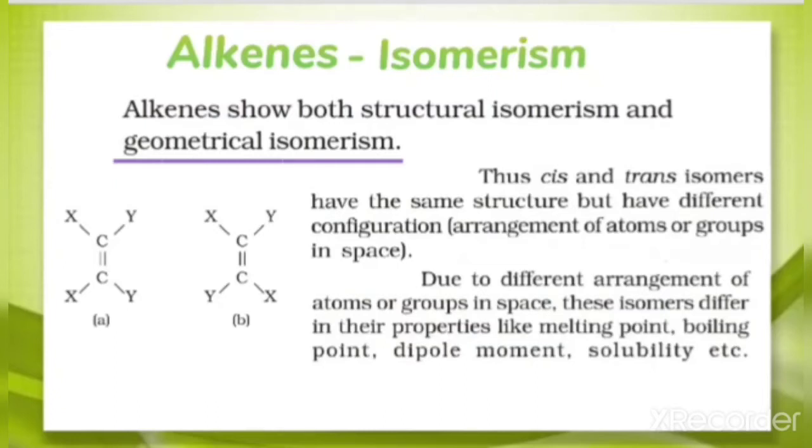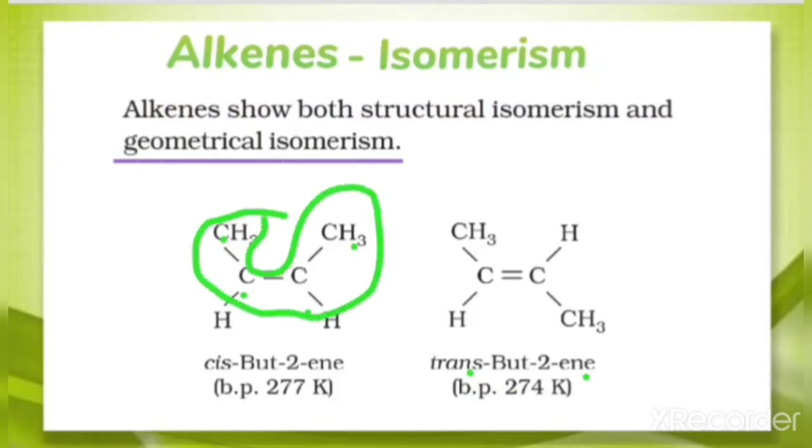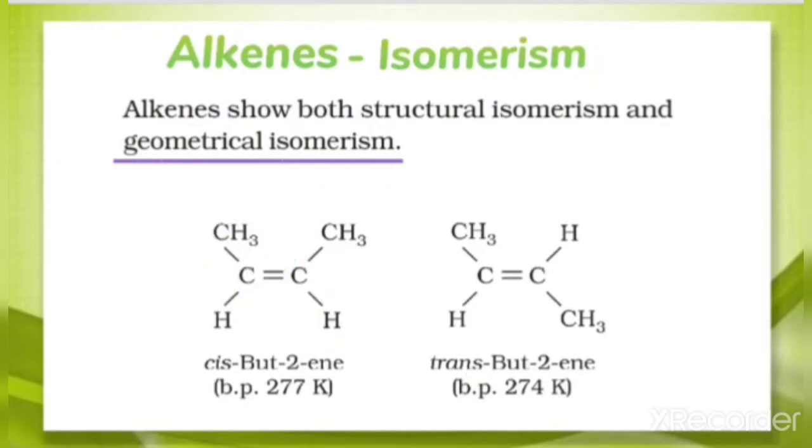Take an example of cis but-2-ene and trans but-2-ene. Now look here. The particular example taken is but-2-ene. That means 4 carbons and the double bond is on the second carbon. This is the main chain. Select the main chain. From this, the first carbon is this one, second this one, then third and fourth. So the double bond is between the second and third. That's why it is named but-2-ene.